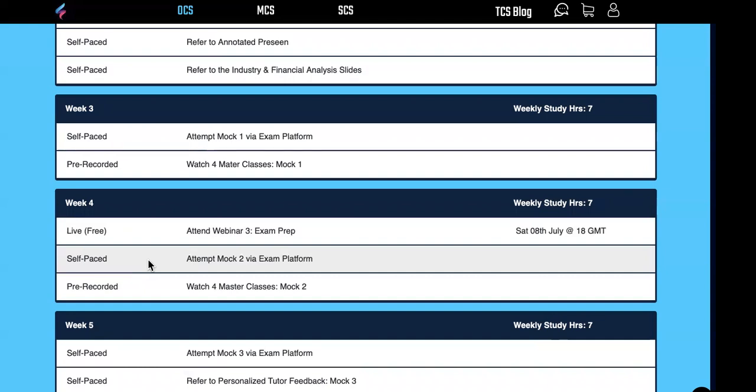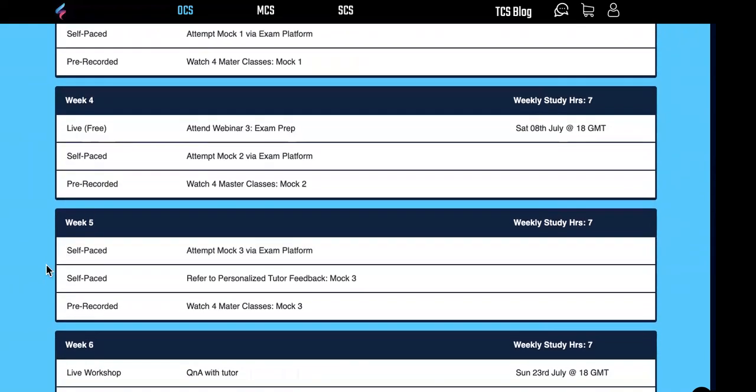Okay. So if you are yet to attempt mock exams, according to the study plan, within this week, you are supposed to attempt mock number 2. So within this week, you are supposed to attempt 2 mocks, mock 1 and mock 2. And from week 5 onwards, it's just a matter of attempting a mock per week. So don't wait until the last moment. Start preparations now itself. All right.